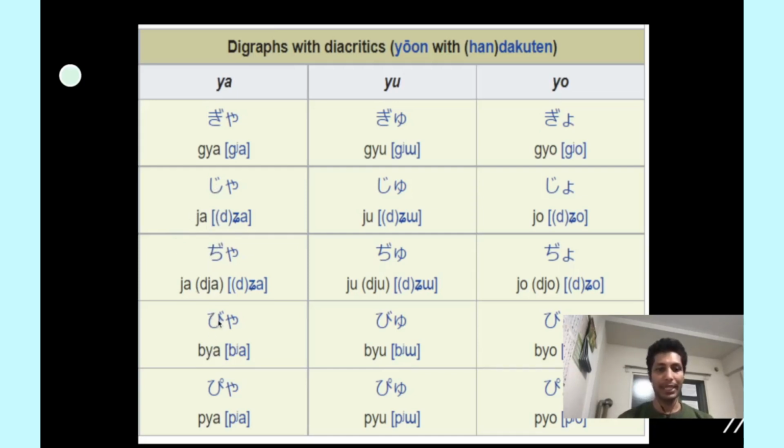This is simple. So he, putting tenten, becomes be, and now the smaller ya becomes bya. So bya, byu, byo, right? And as I said, when we put a circle, it changes to handakuten, and when we put handakuten on this he, it becomes pe, and the smaller ya makes it pya.